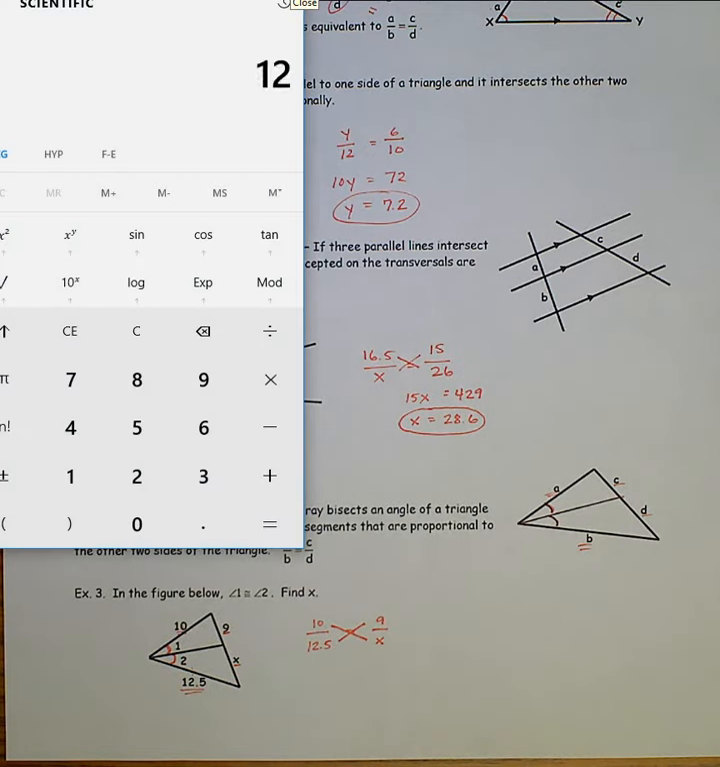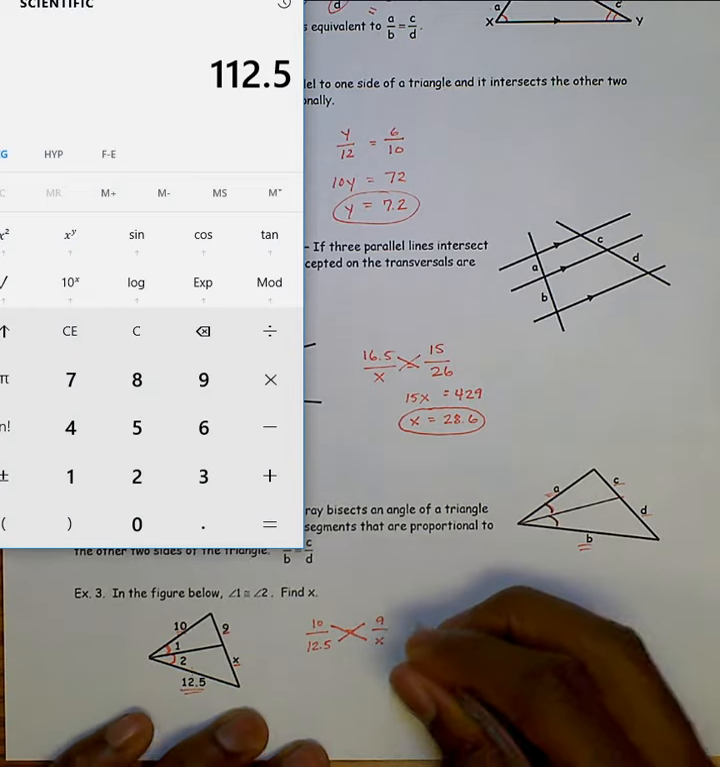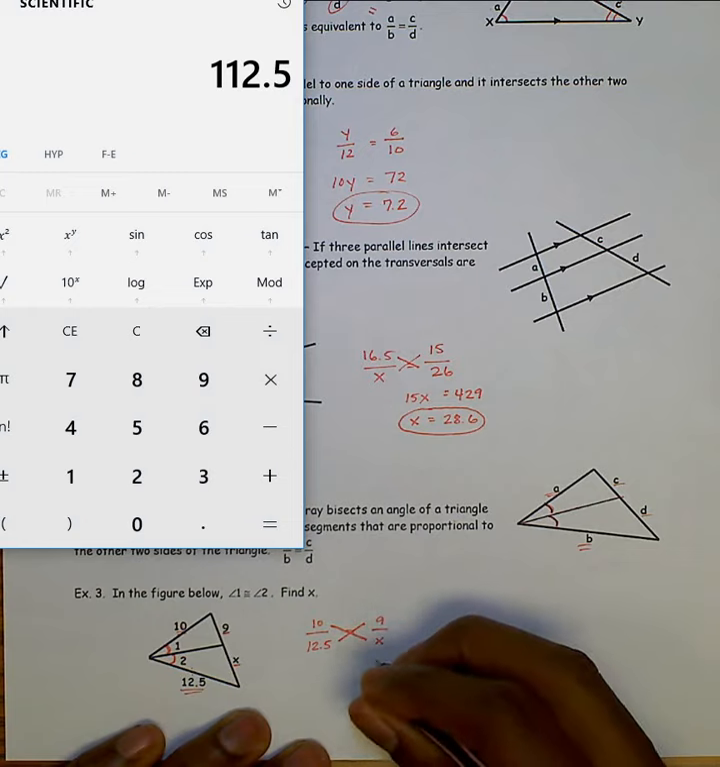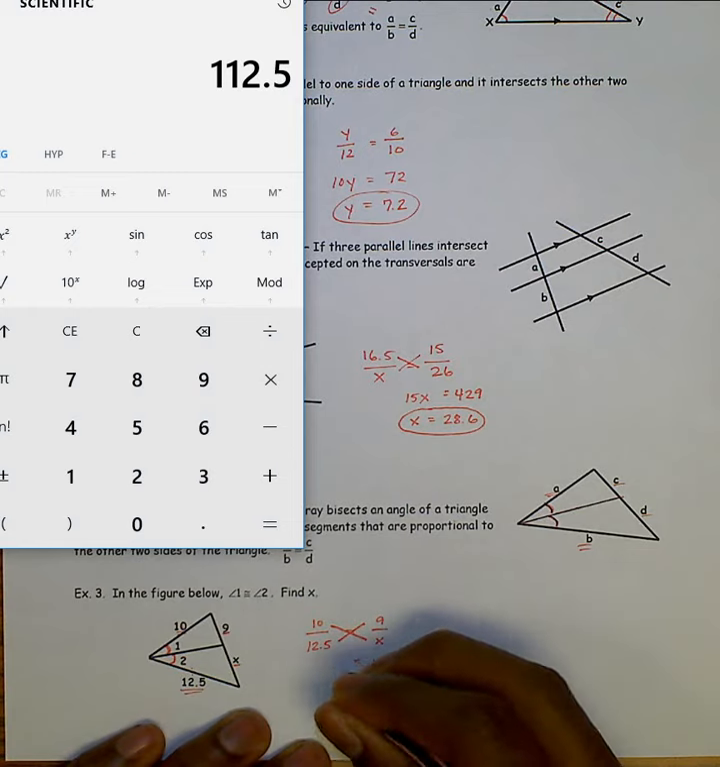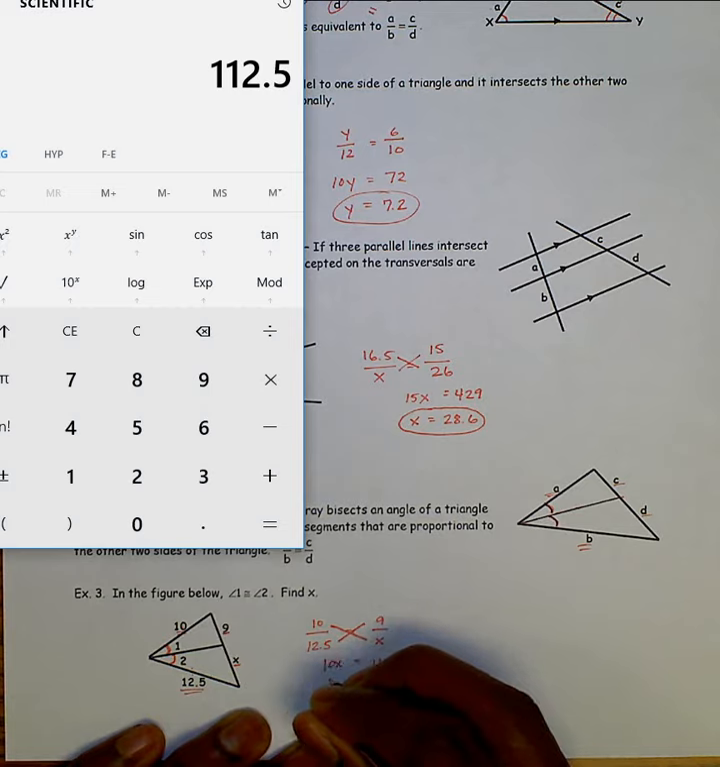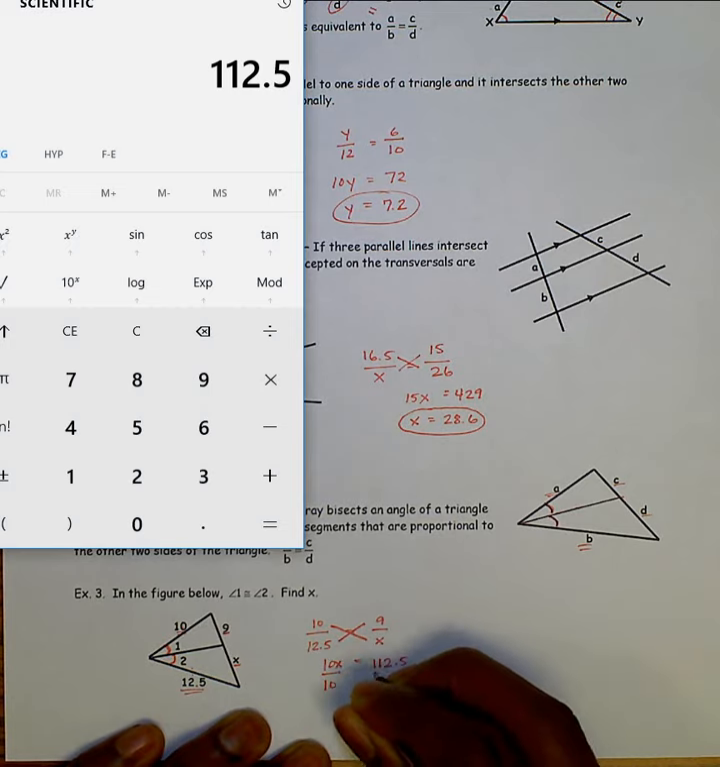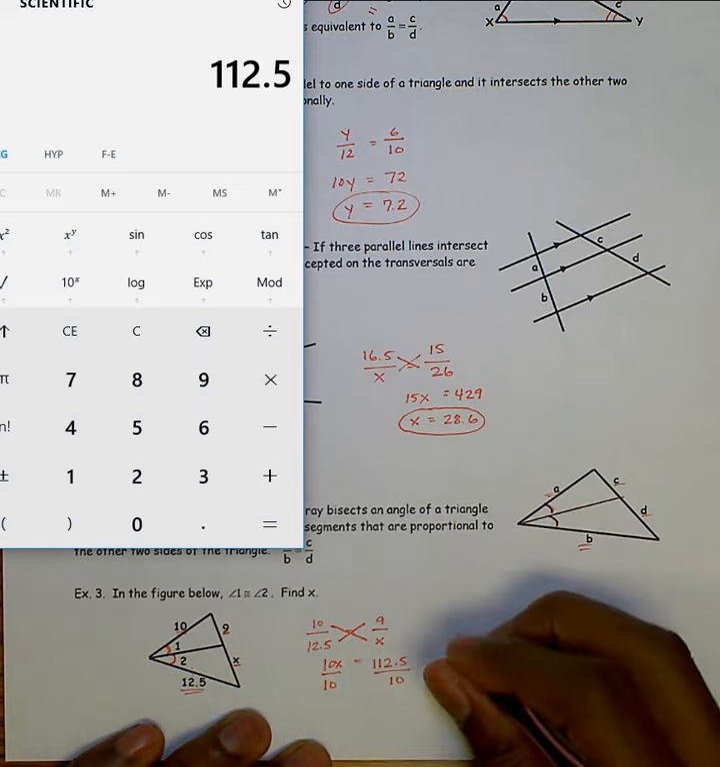12.5 times 9 is 112.5. That equals 10x. Divide both sides by 10, and we should find that x is 11.25.